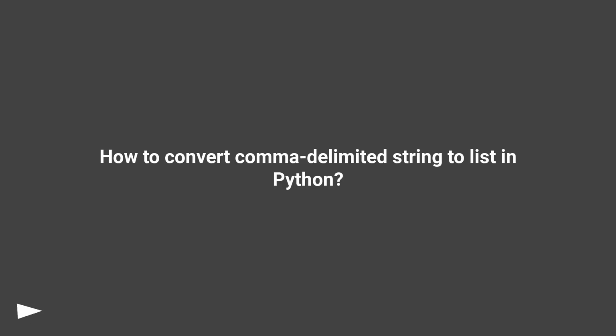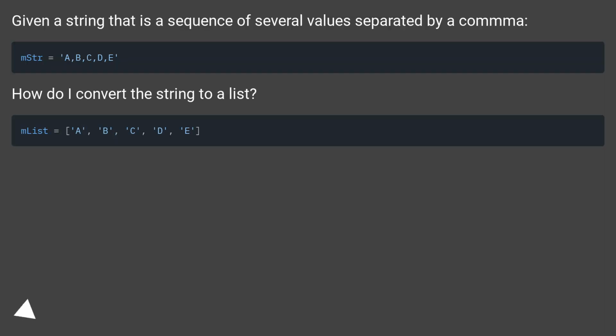How to convert comma-delimited string to list in Python? Given a string that is a sequence of several values separated by a comma, how do I convert the string to a list?